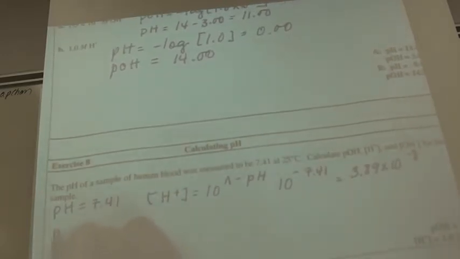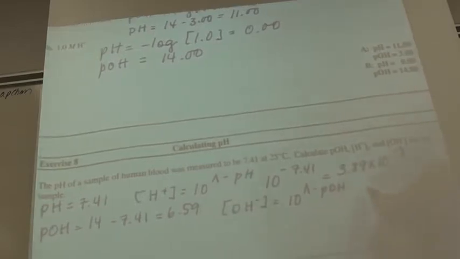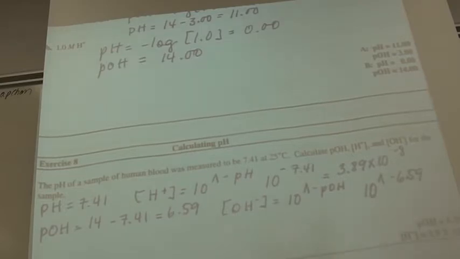So the pOH of this solution is equal to 14 minus 7.41, which is 6.59. Likewise, the hydroxide ion concentration is equal to 10 raised to the negative pOH. So that would be 10 raised to the negative 6.59. And that would be whatever that is. Anybody know?